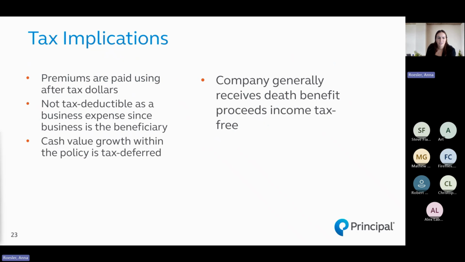The tax implications of a business doing this type of plan are that the premiums are paid with after-tax dollars. It is not tax deductible as a business expense, which is something that I find is important to clarify. People don't always understand this and think it might be. Because the business is the beneficiary, they're getting the tax-free death benefit, it cannot be tax deductible for them. The cash value growth within the policy is tax deferred, and the company receives the death benefit proceeds income tax-free.